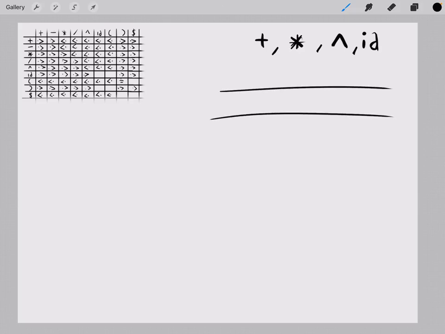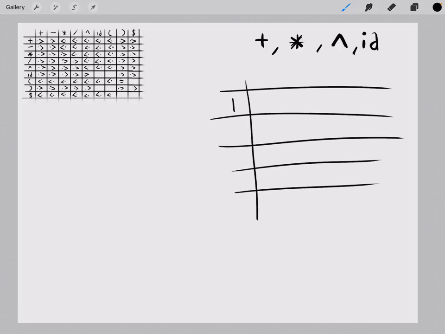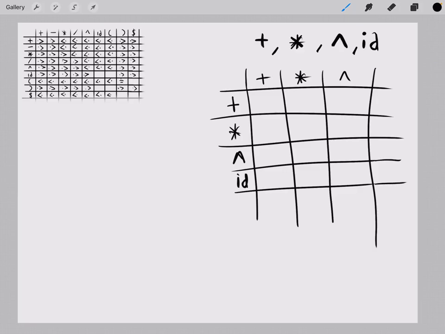We have plus, star, caret, and ID. Okay, let's say we have the dollar sign also.